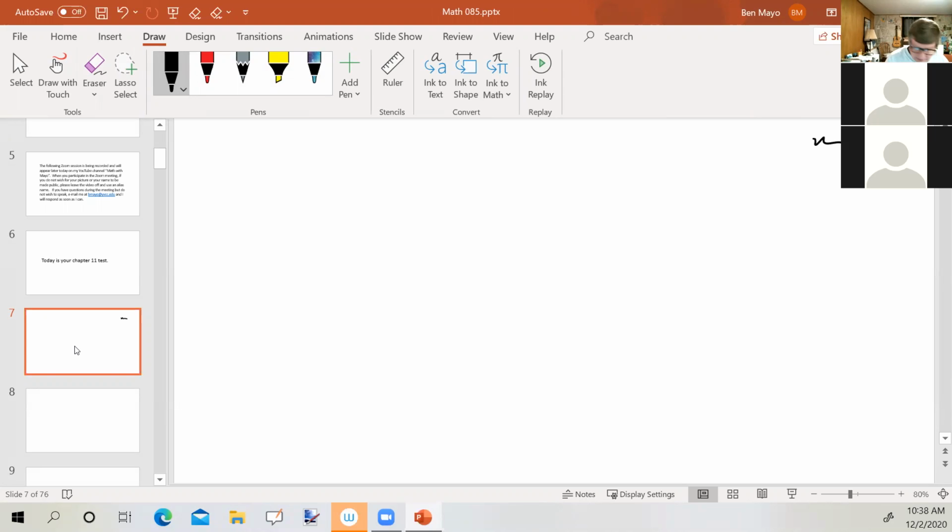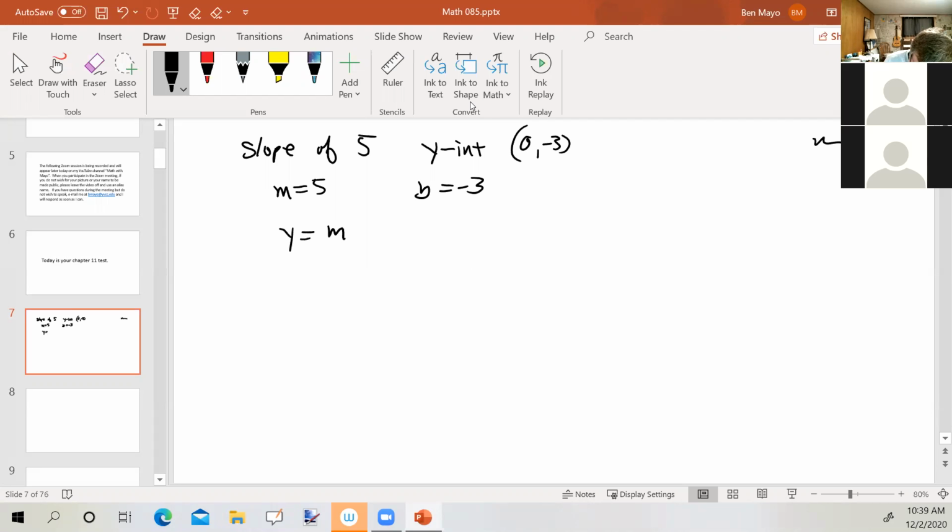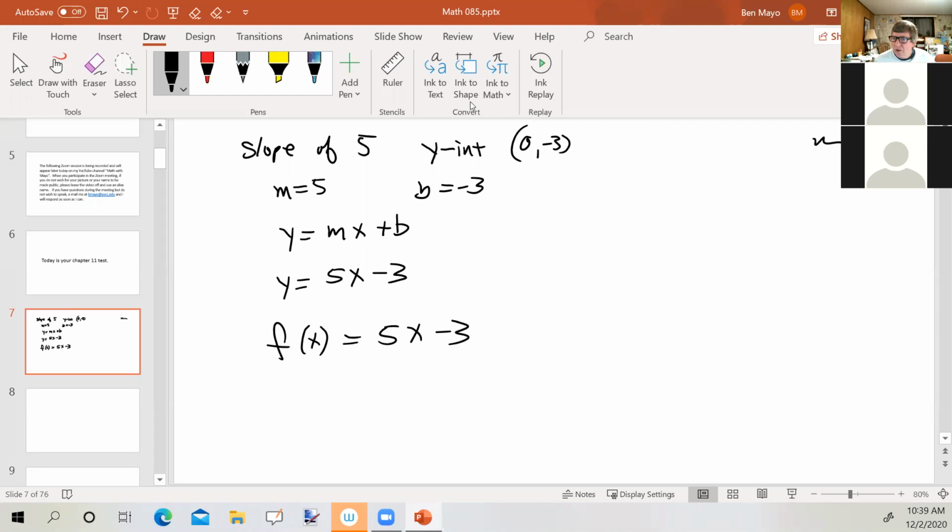Okay, let's say we have, it says write an equation for a linear function whose graph has the given characteristics. It has a slope of 5 and a y-intercept at (0, -3). So basically we could say that m is 5 and b is -3. So y = mx + b would become y = 5x - 3, and writing it as a function, f(x) = 5x - 3. Any questions there?